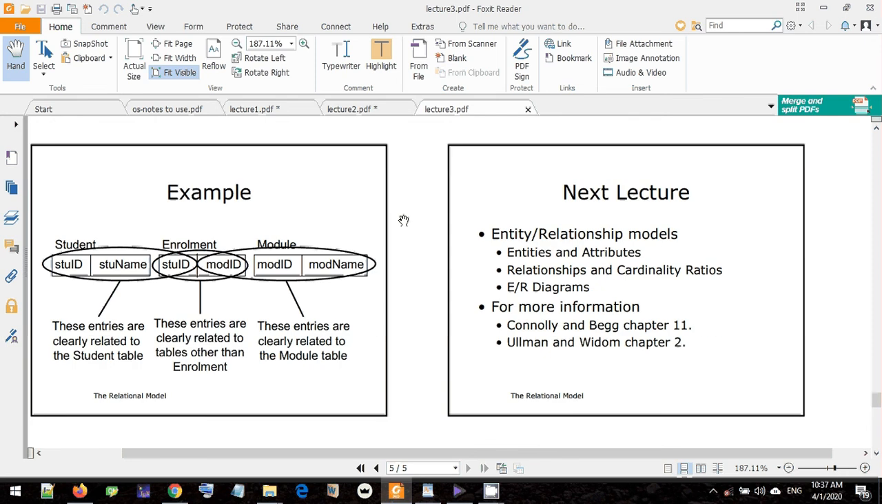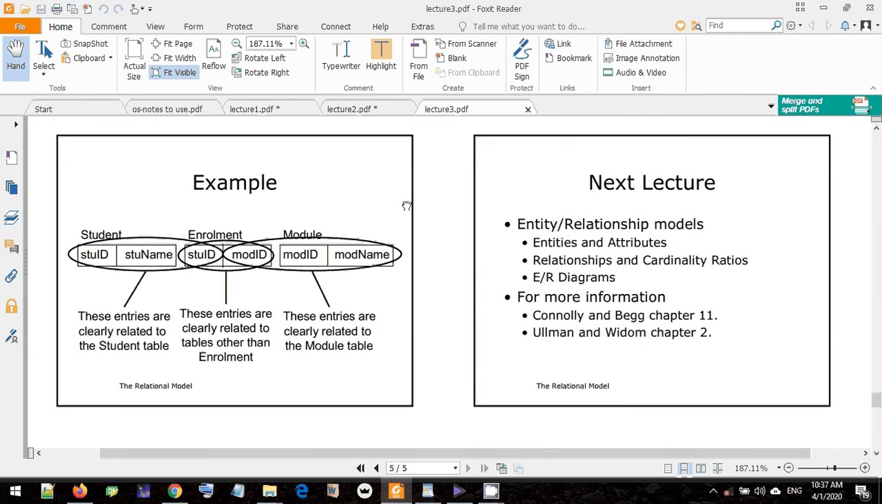For example, we have this set of three relations: student, enrollment, and module. In student, the primary key is stu ID, then stu name. You see how the convention works. You take the first three letters of the relation and put it as the prefix in front of all the names of the attributes in the scheme.